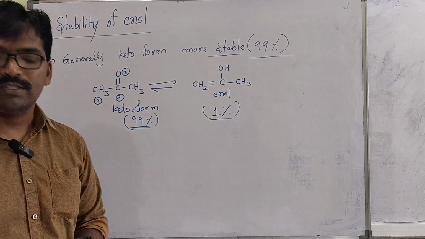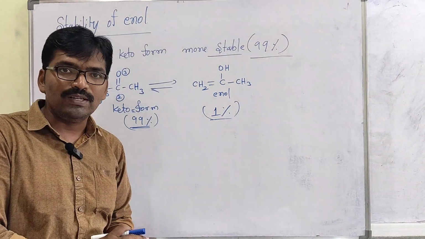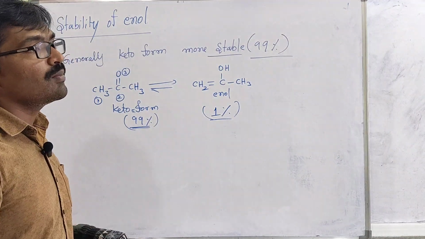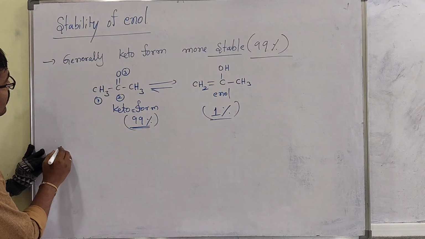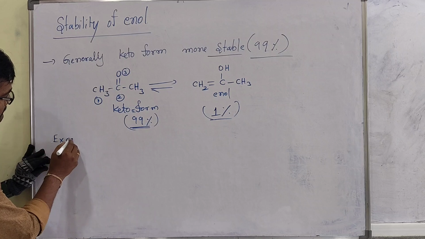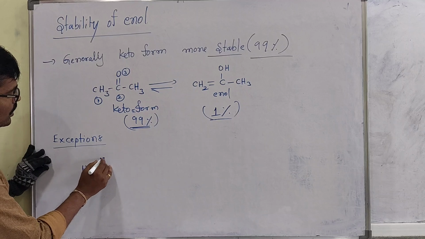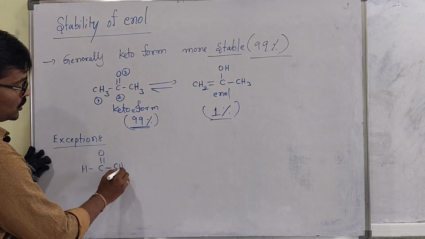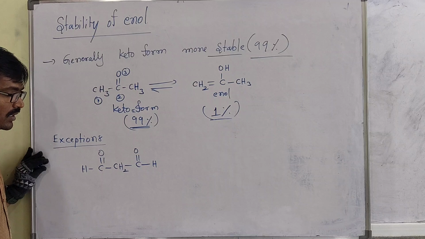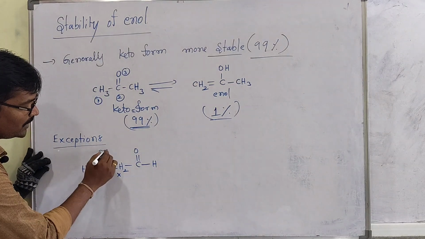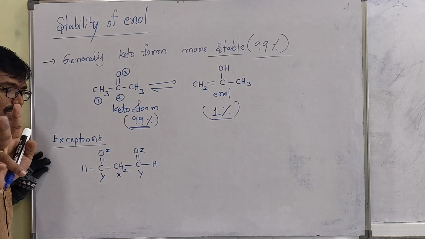That's what I told, my dear students. Sir, the ketone is more stable than the enol formation. But in some cases, there are exceptions which we'll see. For example, if you take HC double bond O, then bond CH2, bond C double bond O, then H will be there like this. Sir, X, Y, Z, then X, Y, Z, this has the capacity to form two enols.